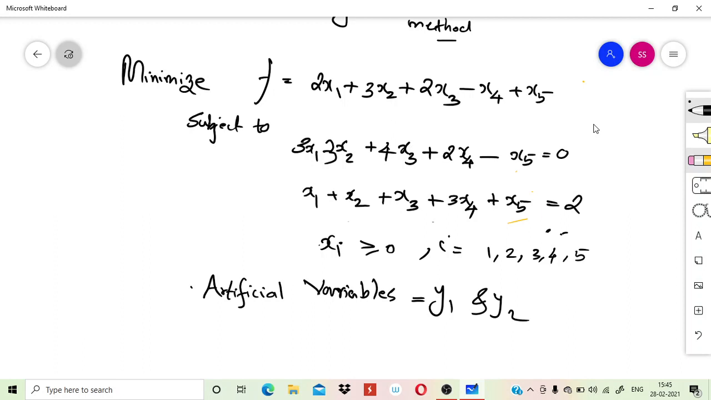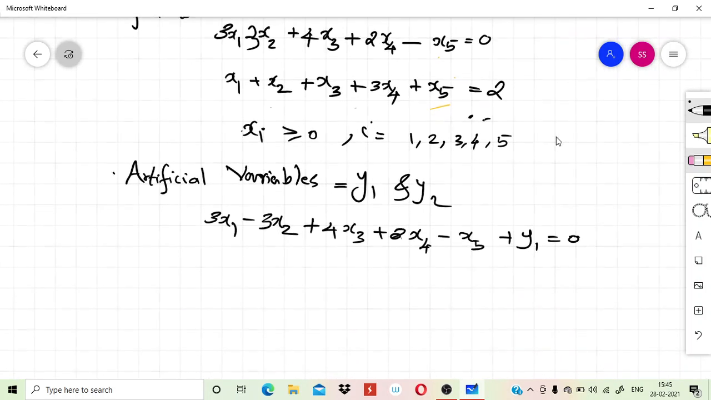That means what we will do is 3x1 minus 3x2 plus 4x3 plus 2x4 minus x5, plus y1 equal to 0. So that will be our changed constraint. Our constraint got changed like this.